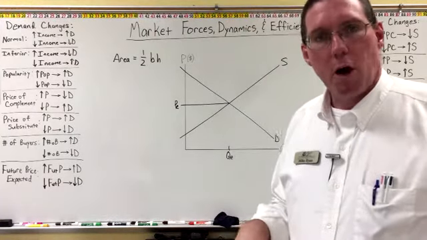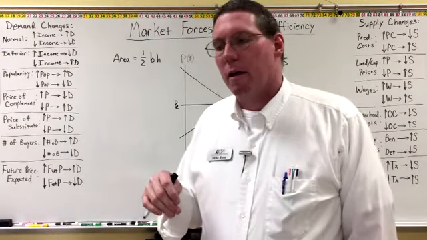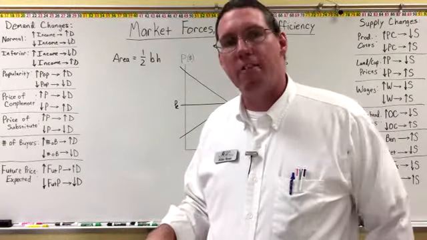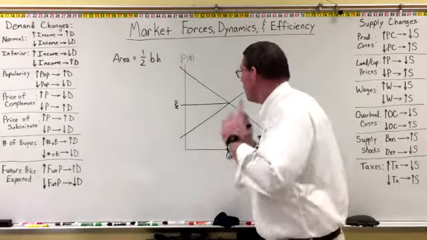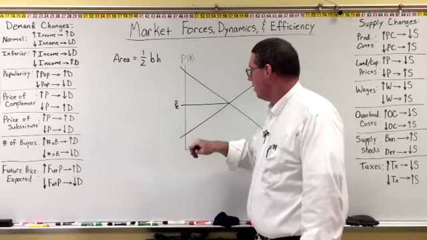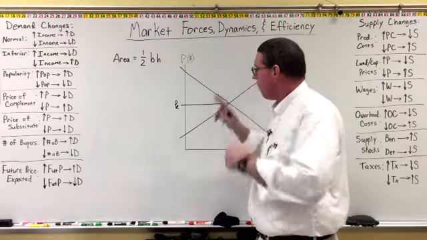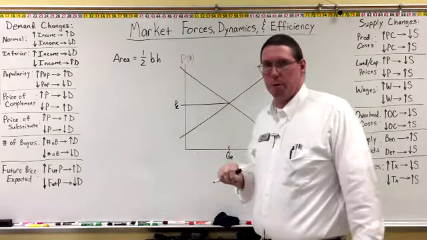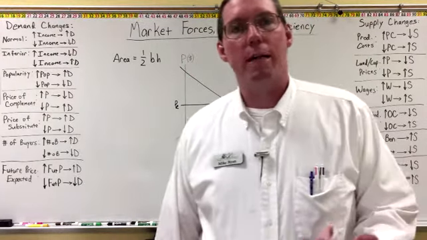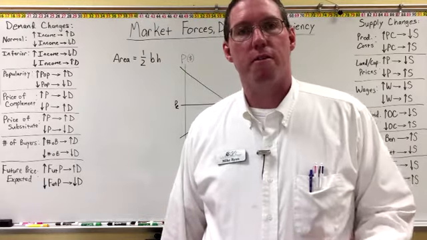Sometimes in some markets, when outside entities, usually governments, get involved, they force a price that is either higher than equilibrium price or they force a price that is lower than equilibrium price. A great example of this is minimum wage. Minimum wage is what is called a price floor.